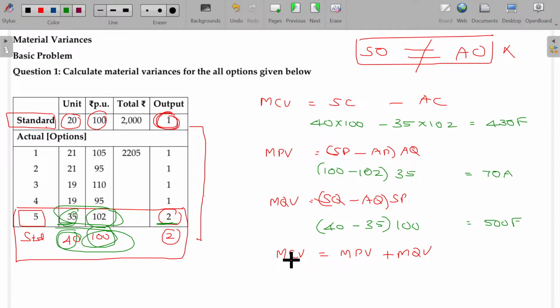Now you can cross check by using the formula for checking. Material cost variance being 430 favorable, material price variance being 70 adverse, and material quantity variance being 500 favorable. Is that clear?